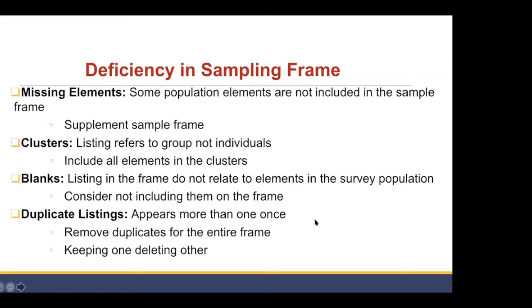And also when there are blanks, when the information is not complete, the best practice would be to delete them. And in the case of duplicate listings, one approach is to either not include any of those duplicates, or include the first one that appears in the sampling frame, and then remove the remaining duplicate listings.